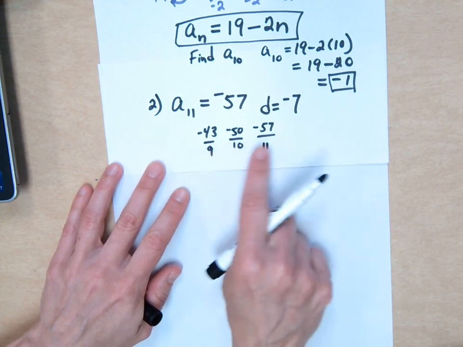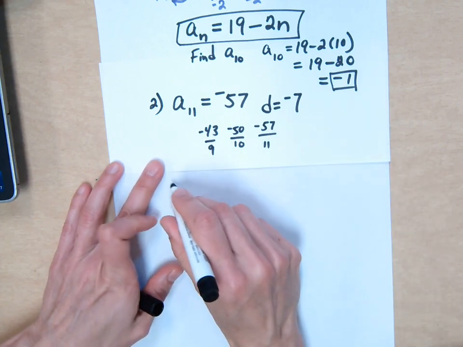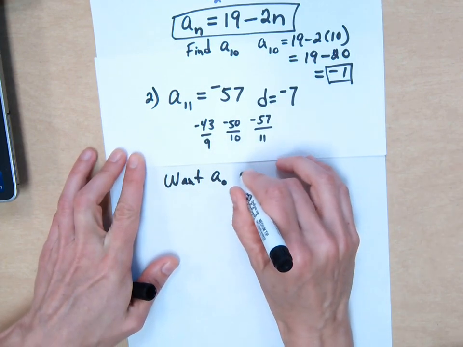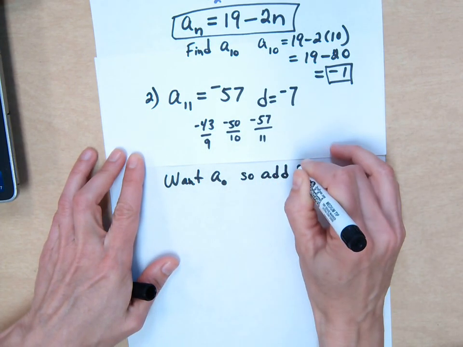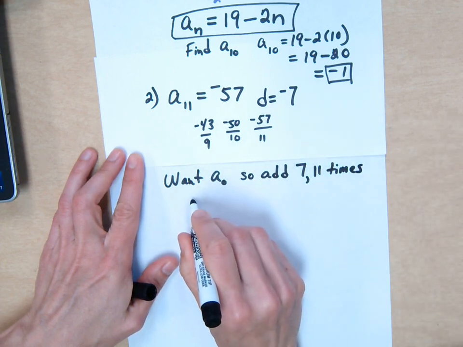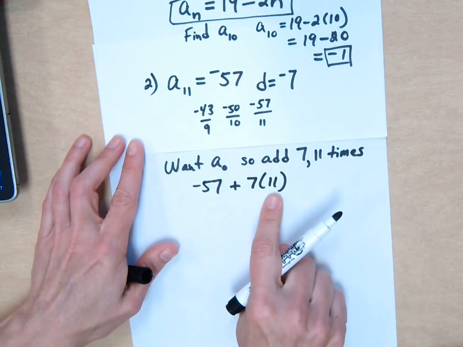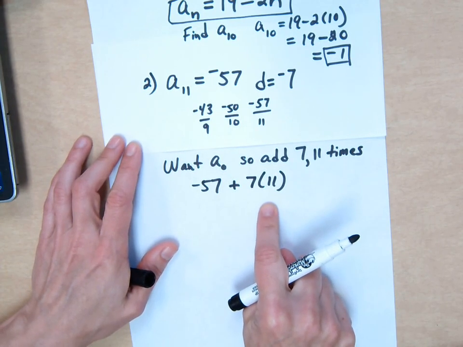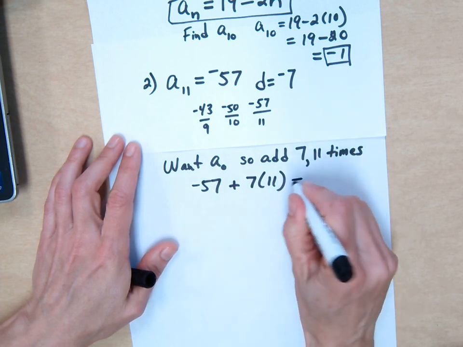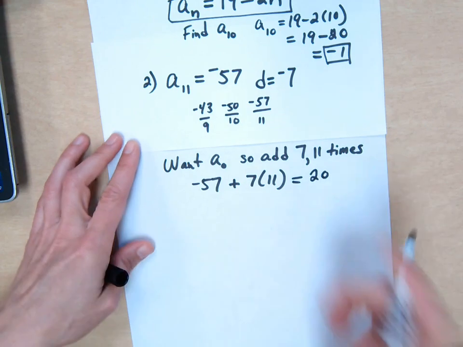Yeah. So how many times do we need to do this to get to the 0th term? 11, exactly. So the shortcut, we want a sub 0. So you basically add 7 11 times. I'm going to do negative 57 plus 7 11 times, right? Multiplication is repeated addition, and I want to add the 7 11 times, so that's so much faster than writing it out. So on your calculator or in your head, you would get 20, and we're ready for our formula.